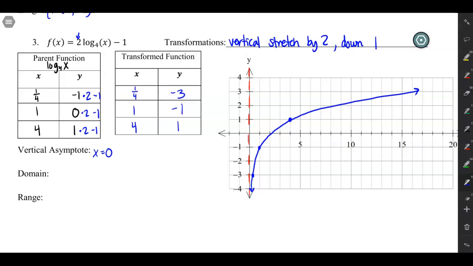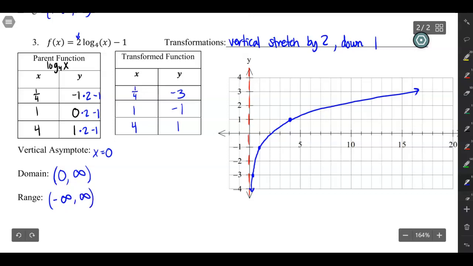So let's fill out our domain and range based on that blue graph. So remember, the domain is how far left and right I can go. So I'm looking at how far to the left I can go. I can get really, really close to 0, but I can never touch it, so I'm going to use a parenthesis. And then I can go as far to the right as I want to go. So it's going to be going to infinity. And then my range is how far up and down I can go, which again, I can go as far down or as far up as I want, so it's from -infinity to infinity.